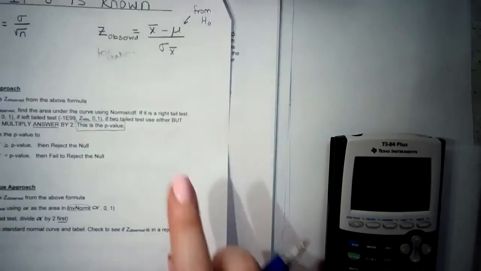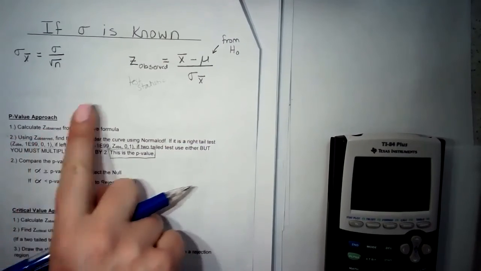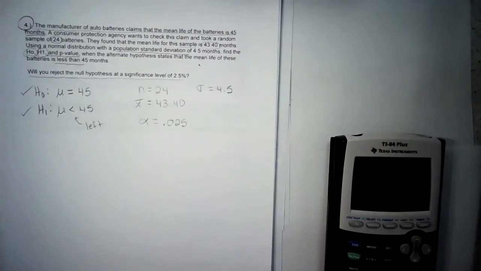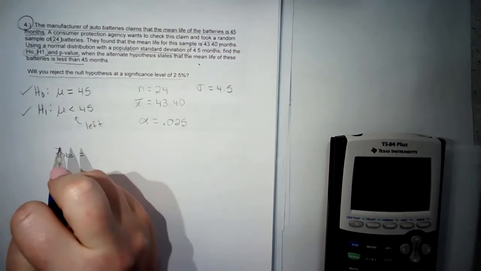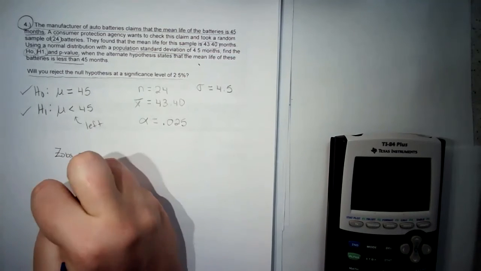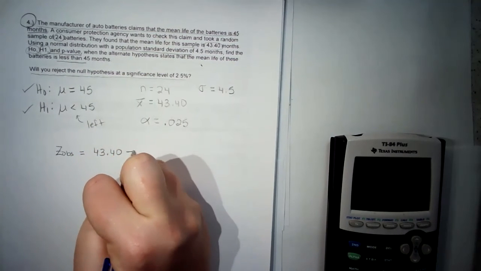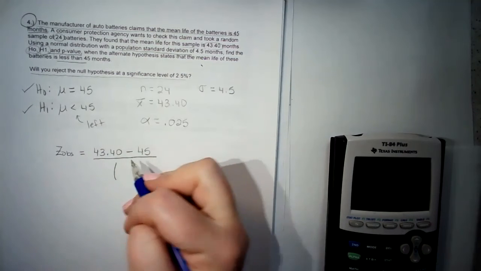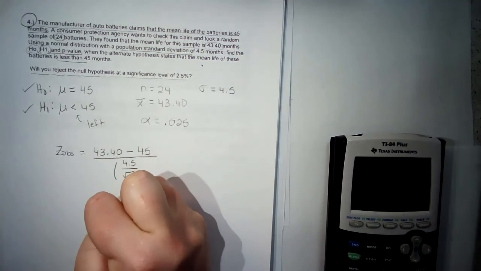So here we go. Sigma known, p-value. First step, calculate z observed right here, okay? Z observed, also called the test statistic, is going to be x bar minus mu, remember that's from the null, divided by sigma divided by the square root of n.